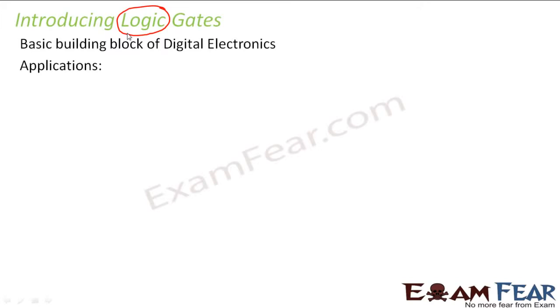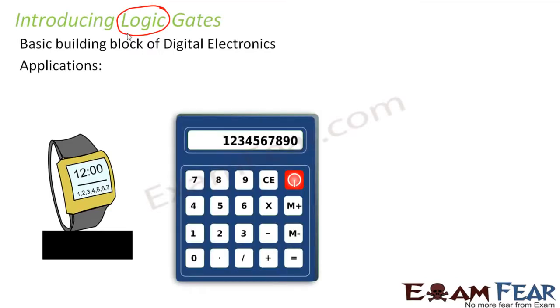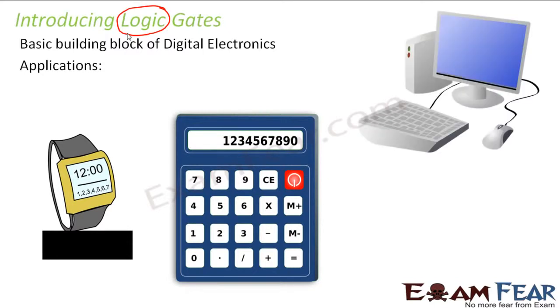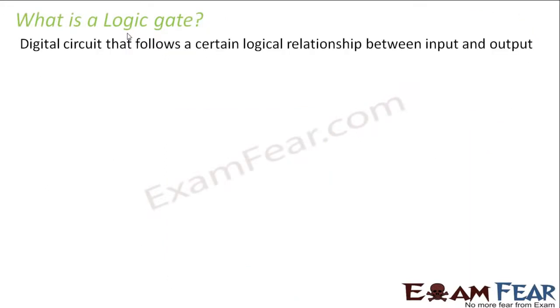So where are the applications of logic gates? Where do we actually see or use logic gates? We use them in digital watches, digital calculators. These are things which are very common; you would have seen all these things. We use logic gates in such things, in your computers. So now let us see what a logic gate is. It is a digital circuit that follows a certain logical relationship between input and output.